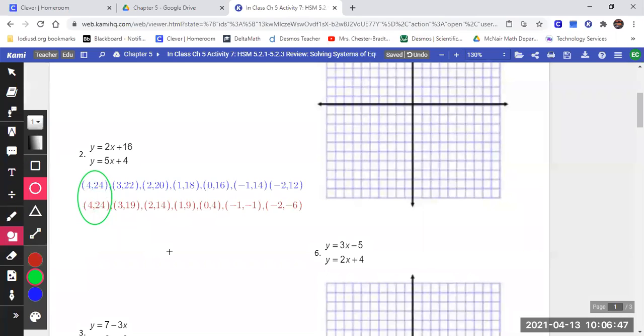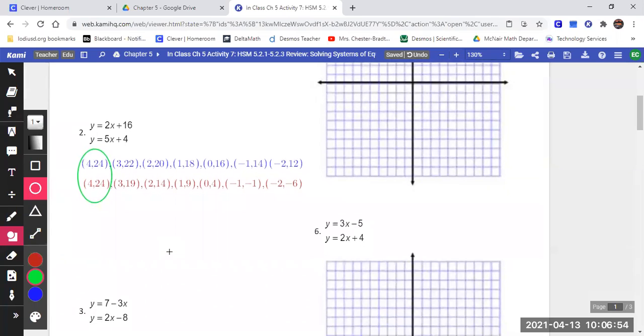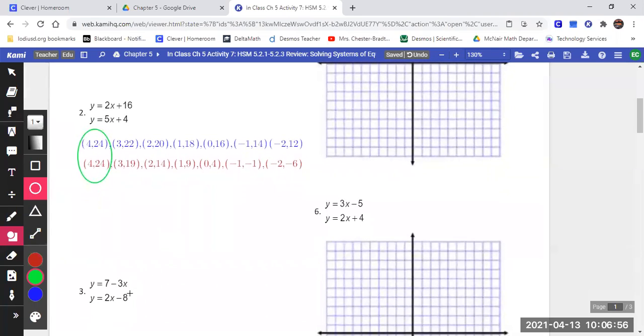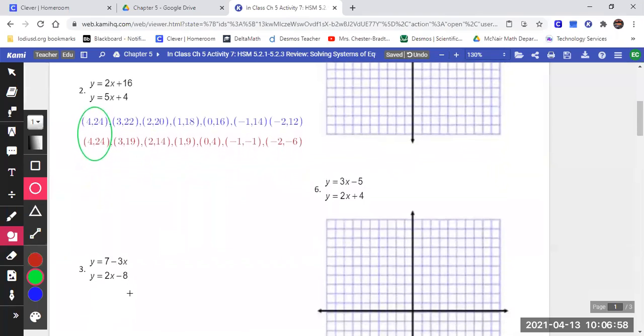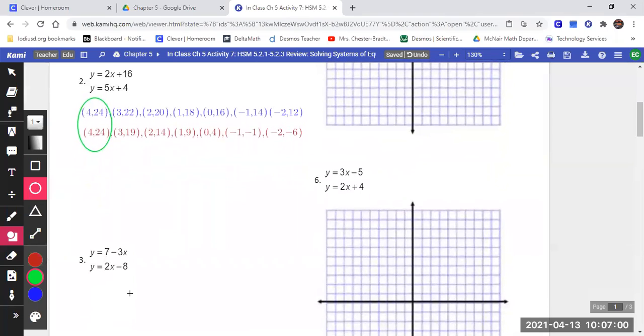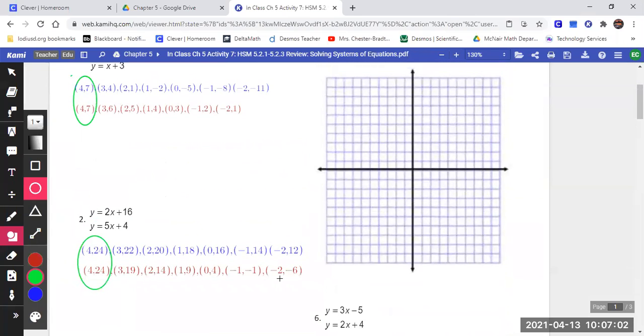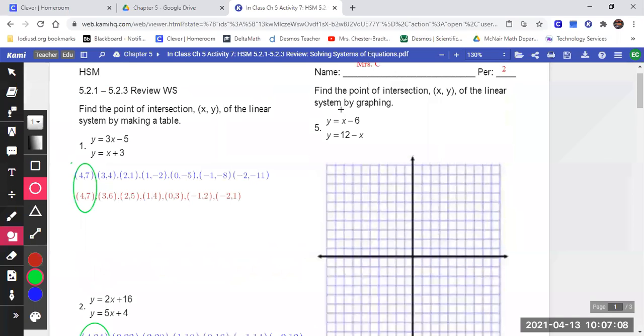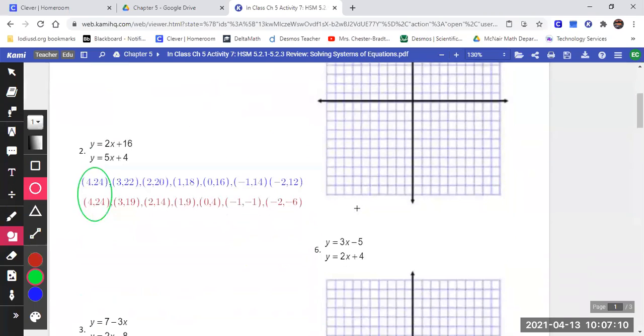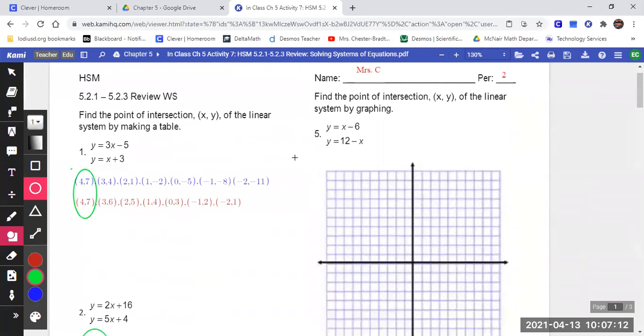Are we okay? Questions about what's happening yet? Because we have one more set to go do with tables. And then we notice that they want us to do graphing as well. For numbers 5 and 6, we're going to be graphing. Okay.